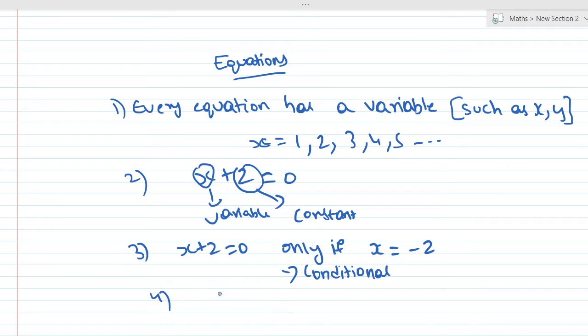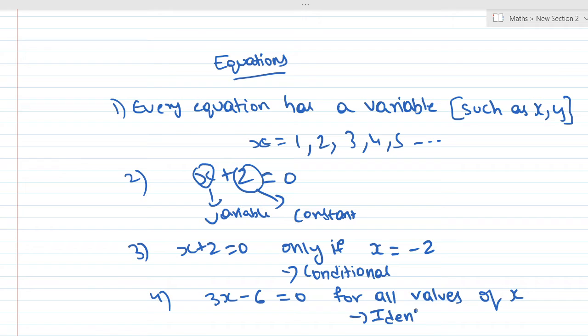And suppose there is another equation, 3x minus 6 equals 0, for all values of x. So here there is no condition about the value of x, so it is an identity. Simple. If there is a condition, it is called conditional. If there is no condition, it is called identity.